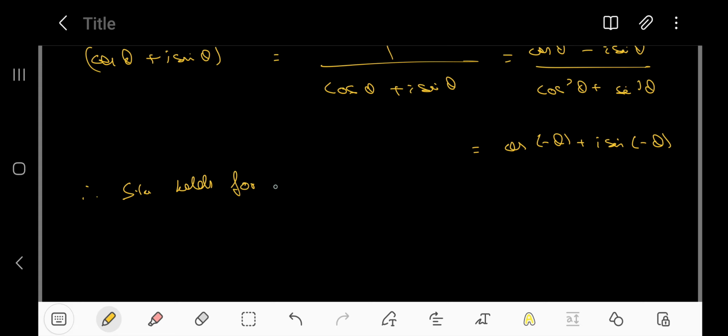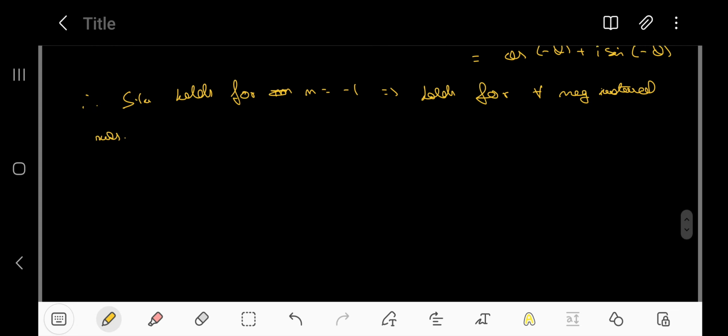holds for n equal to minus 1, which implies it holds for all negative natural numbers. And since we have already proved it for the natural numbers and 0, this implies that this holds for all n in Z. Clear?